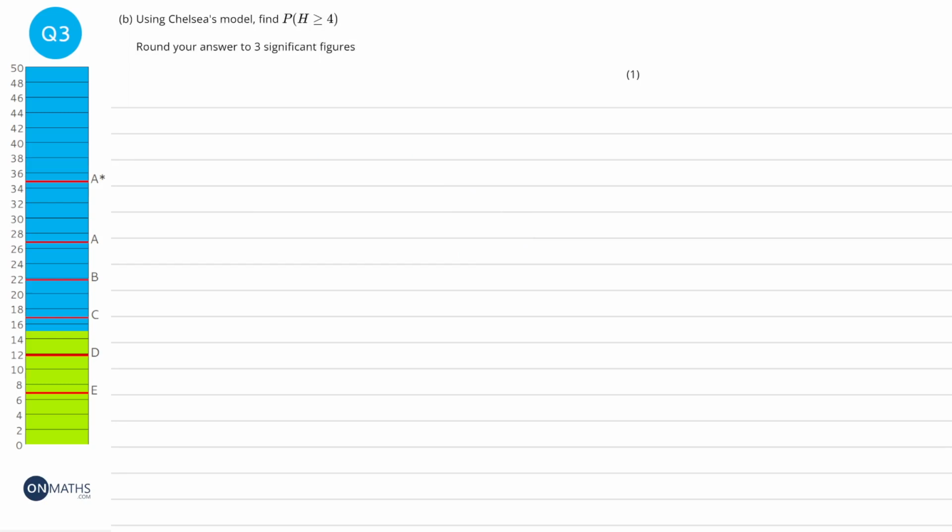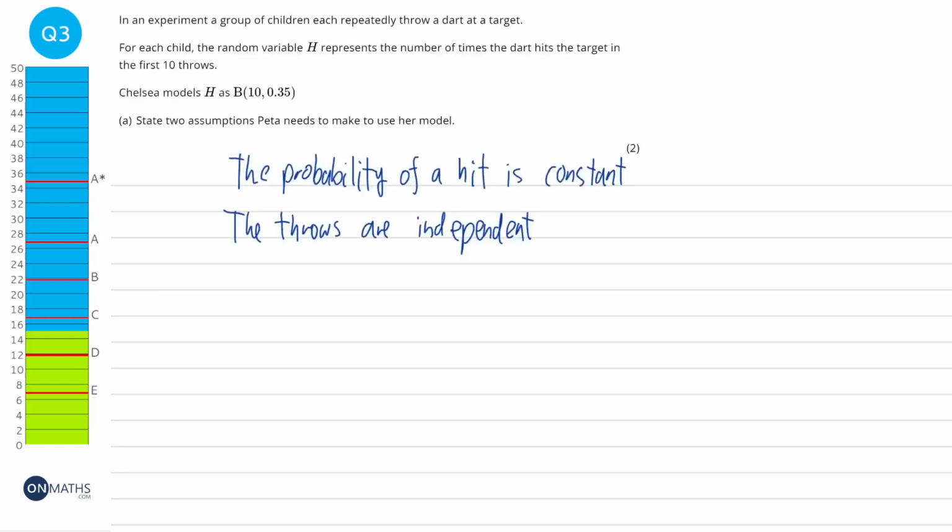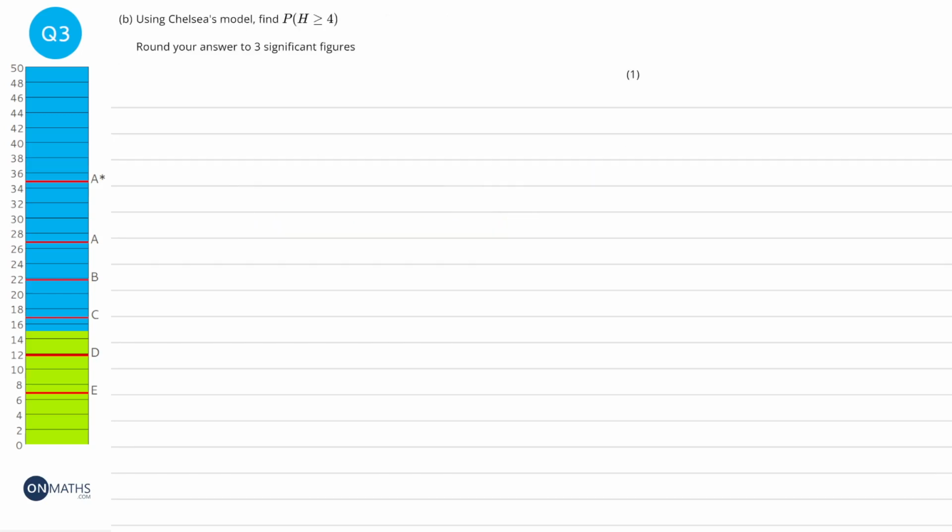So we're going to be using Chelsea's model, which is the binomial distribution, to work out the probability that h is greater than or equal to 4. So we're just going to copy down the binomial distribution from part A, so it's 10 and 0.35. Now, we're not going to work out the probability that h is greater than or equal to 4. The way we do it is we always make it less than or equal to, and so we can work out that if we take away the probability that h is less than or equal to 3 from 1, it'll give us the same amount.